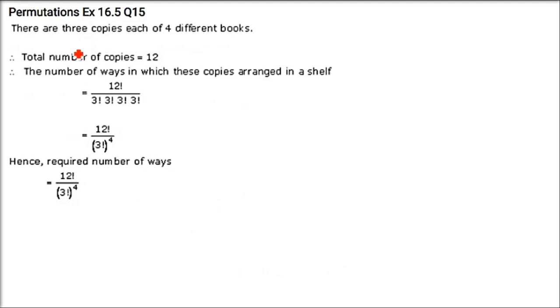There are 3 copies each of 4 different books. In how many ways can they be arranged on a shelf? So we have 4 different books. 1, 2, 3, 4 books are there. But every book has 3 copies, identical copies. So total in all we have 12 books.